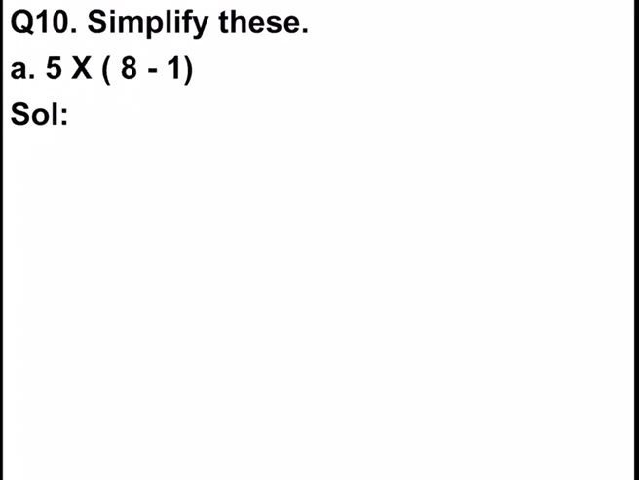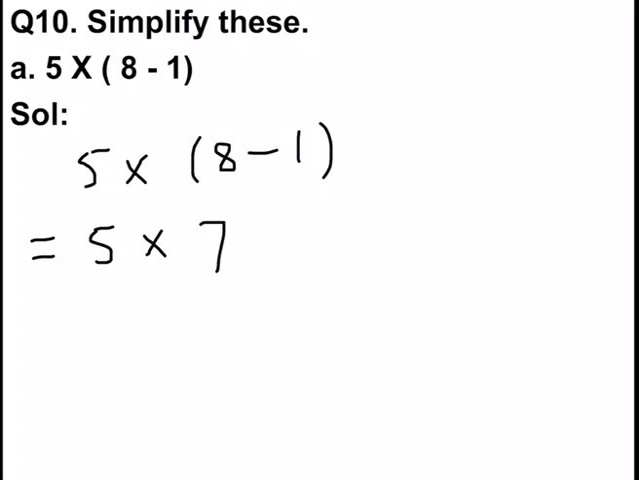Now we will solve question number 10. Question number 10 is: simplify these. Part A is 5 multiply bracket 8 minus 1 bracket close. First we will write the solution, then we will solve the question. That is 5 multiply 8 minus 1. Student, first we will solve the bracket, that is 8 minus 1. 8 minus 1 is equal to 7.